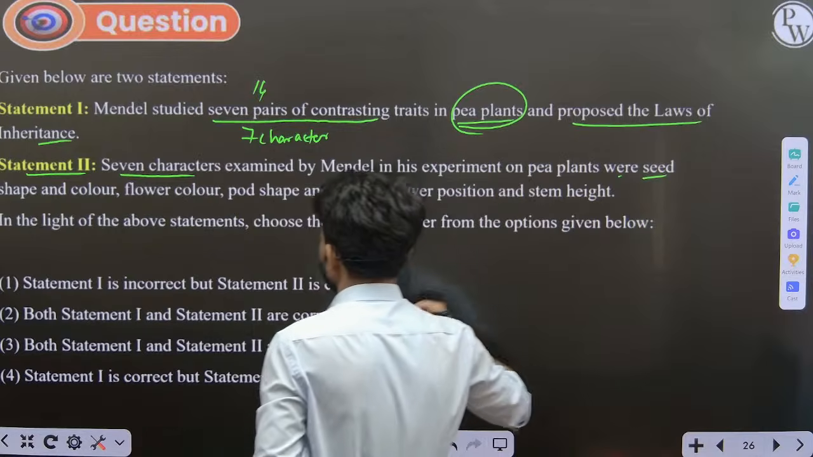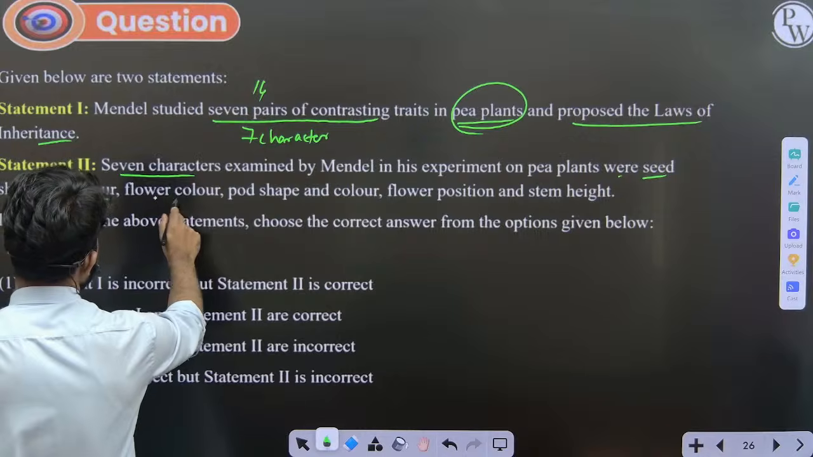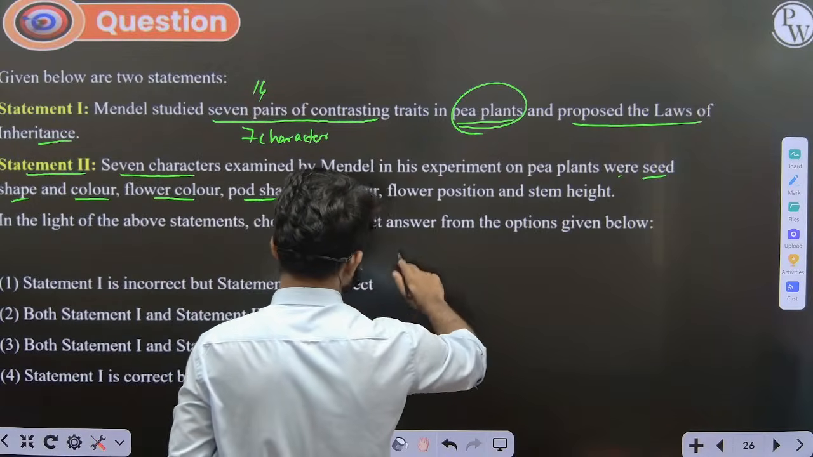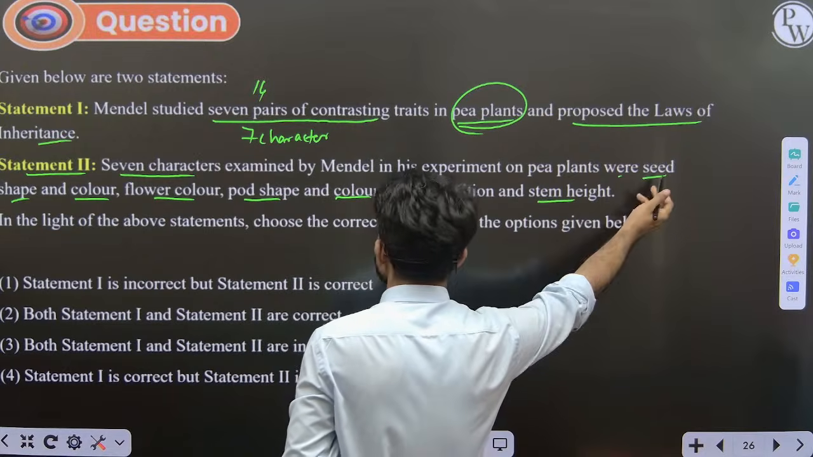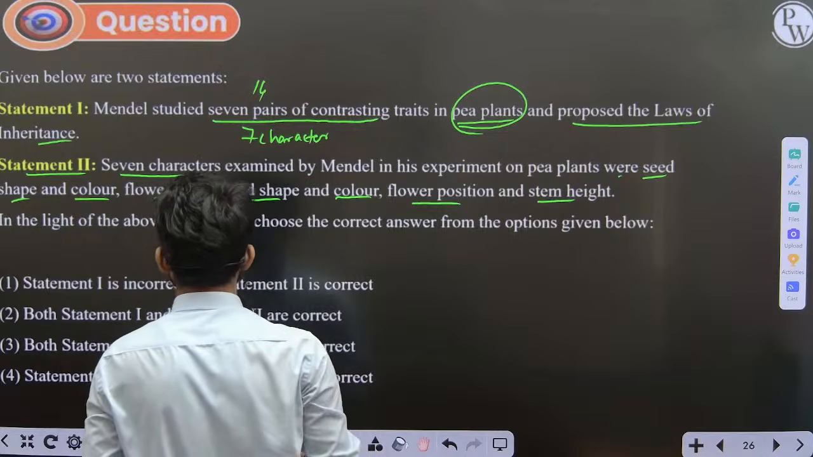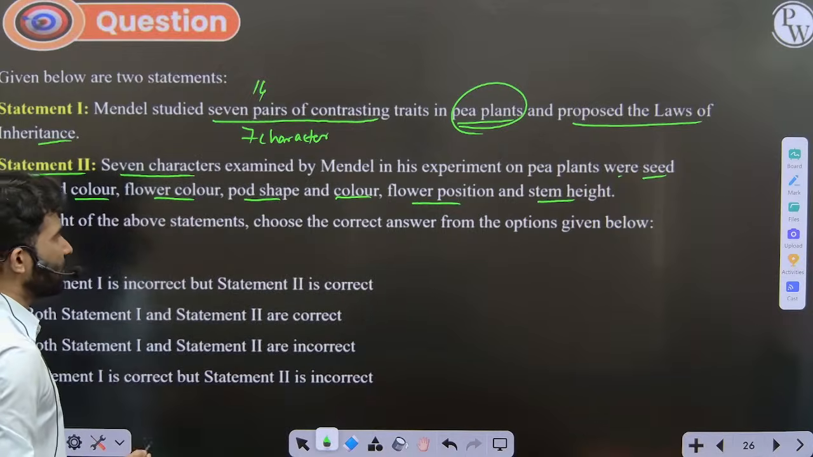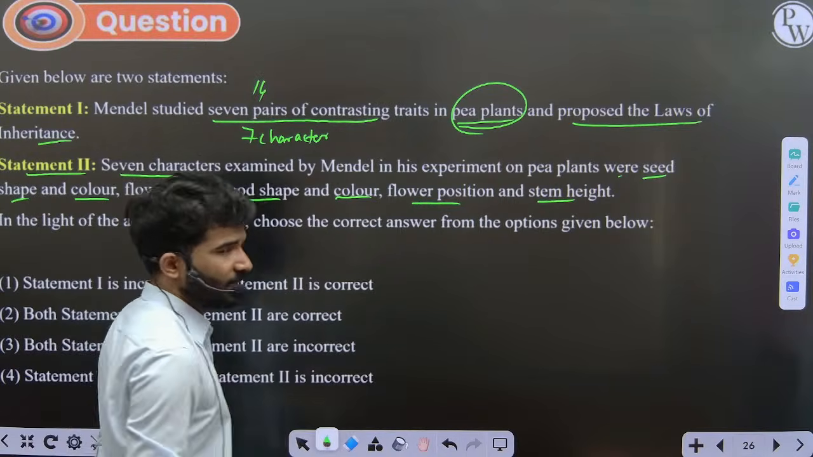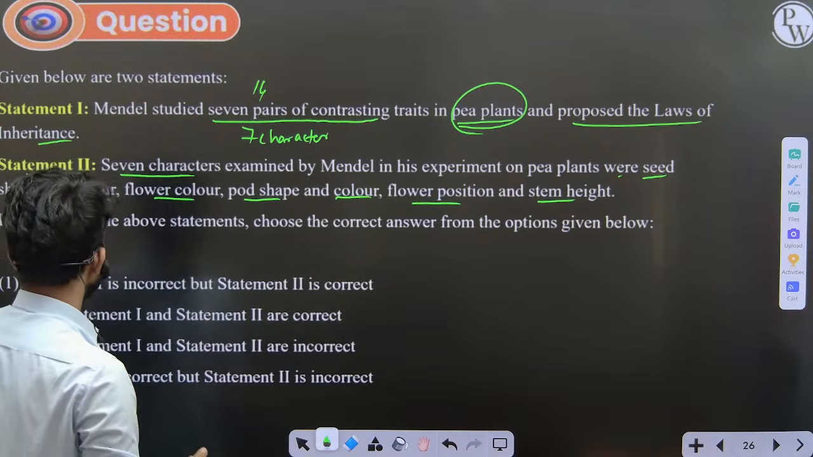One is the seed shape, yes. Seed color is there, flower color is there, pod shape is there, pod color is there, flower position, stem height, tall and dwarf. Seed shape, wrinkled and round. Color, yellow and green. Flower color, violet and white. Pod shape, that is inflated and constricted. Pod color, again green and yellow. So all these were the 7 characters in that statement.